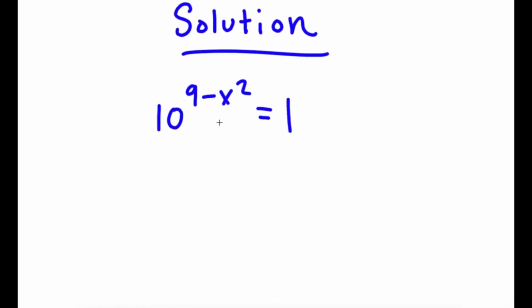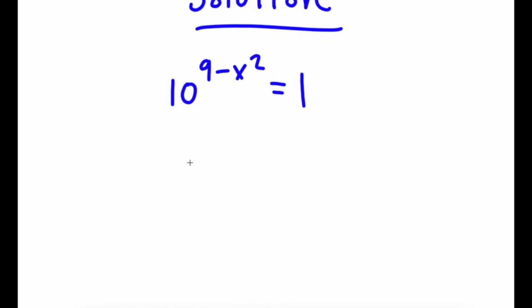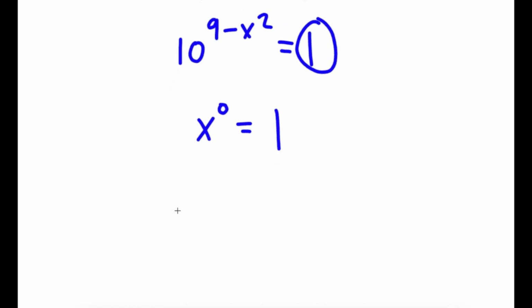And now, if I have something in the form x to the power of 0, well, any number to the power of 0 is simply 1. So we see 1 here, and 1 is the same thing as a number to the power of 0. So I'm going to rewrite 1 as 10 to the power of 0. So now I have 10 to the power of 9 minus x squared is equal to 10 to the power of 0, because 10 to the power of 0 is the same thing as 1.